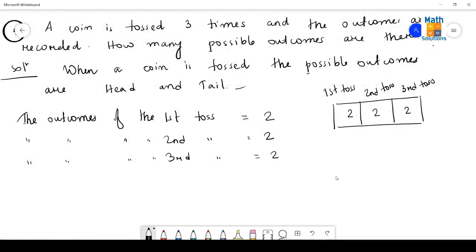Actually, what principle do we have to use here? Of course, fundamental principle of counting. But fundamental principle of multiplication is particularly used here, because we cannot ignore any one of these tosses. All the 3 tosses will have to be taken into consideration. First toss plus second toss plus third toss means first toss and second toss and third toss. This means what? And means what? Multiplication.